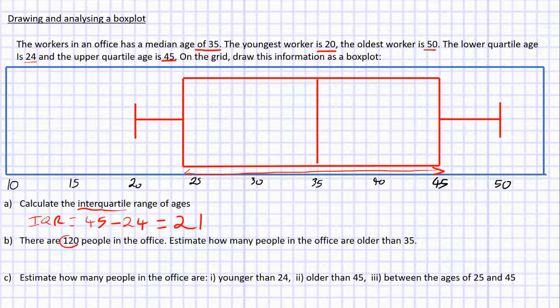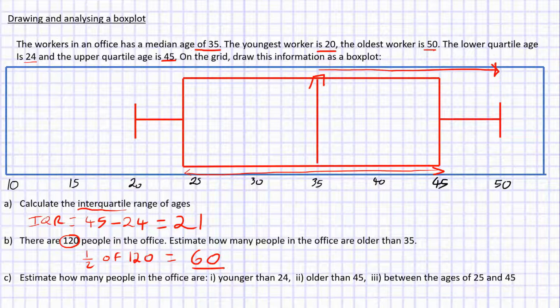There are 120 people in the office. Estimate how many people in the office are older than 35. So this is important. We know that the median is 35. So the median is right in the middle of the distribution. So if the median is 35, then half of the people in the office are going to be older than 35. If there are 120 people in the office, half of the people in the office are older than the median. So that means we can say that there are 60 people in the office older than 35.